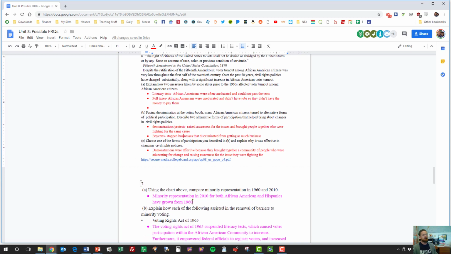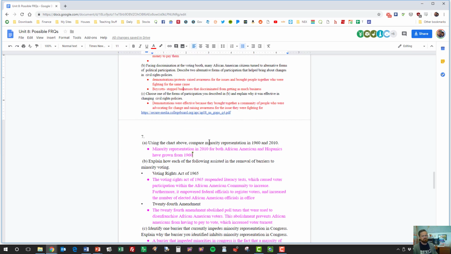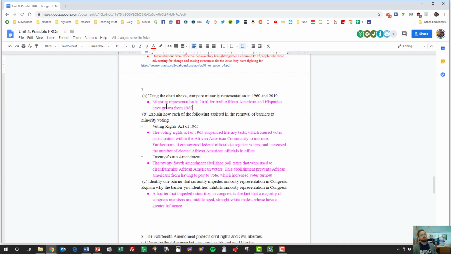There is a chart that did not copy over to Google Docs. It's on your hard copy paper though. It says using the chart above, compare minority representation from the 60s to now. And you're going to say, minority representation has grown a lot.